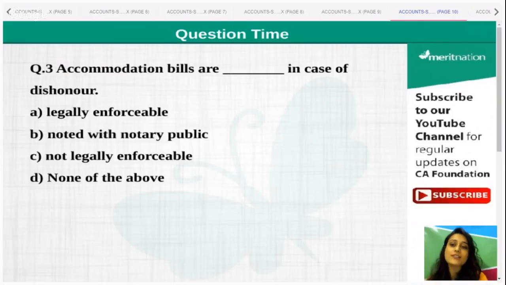Accommodation bills are not legally enforceable in case of dishonor. And the reason is because, in accommodation bills, the drawee of the bill is not a party in the business. So in that case, accommodation bills do not get legally enforceable. A is not the right answer here. They are not legally enforceable.